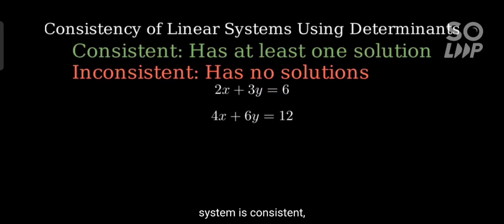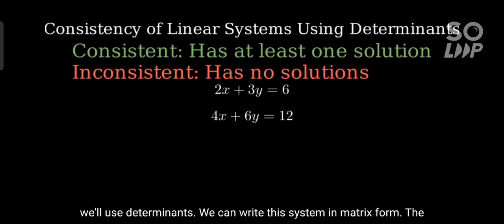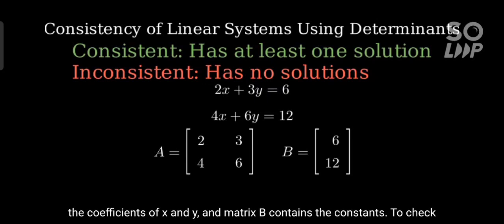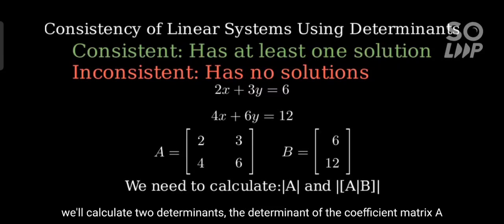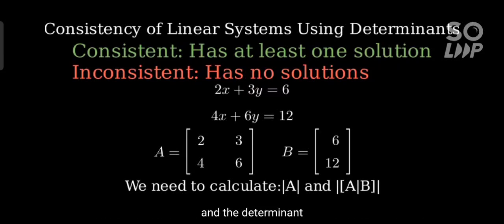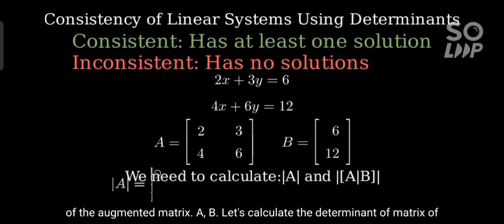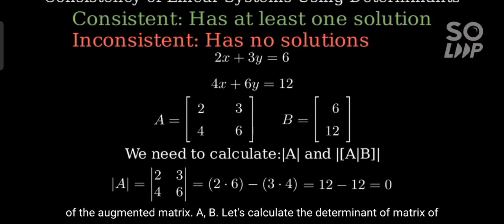To determine if this system is consistent, we'll use determinants. We can write this system in matrix form. The coefficient matrix A contains the coefficients of x and y, and matrix B contains the constants. To check consistency, we'll calculate two determinants: the determinant of the coefficient matrix A and the determinant of the augmented matrix AB. Let's calculate the determinant of matrix A first.